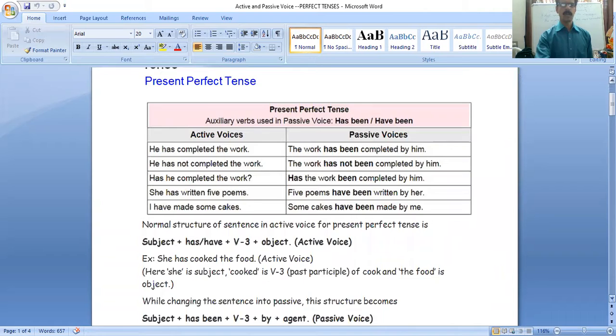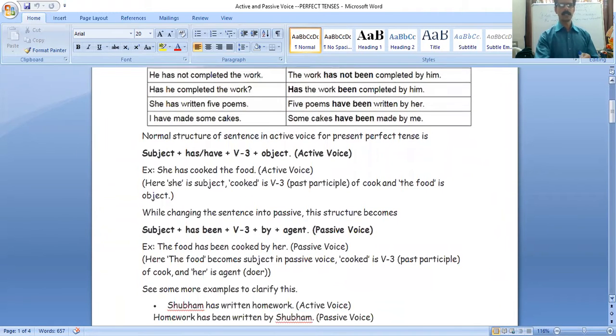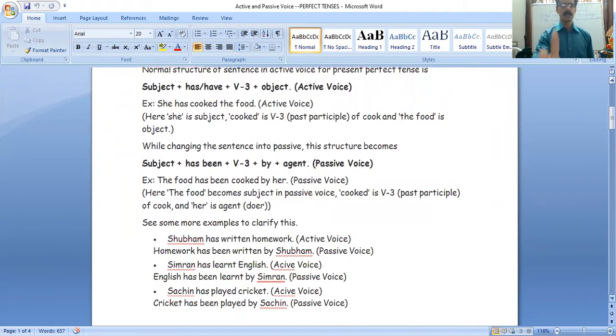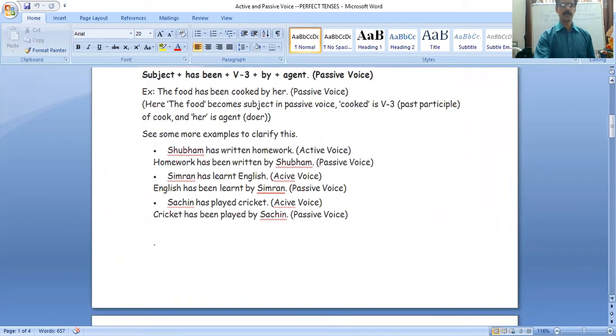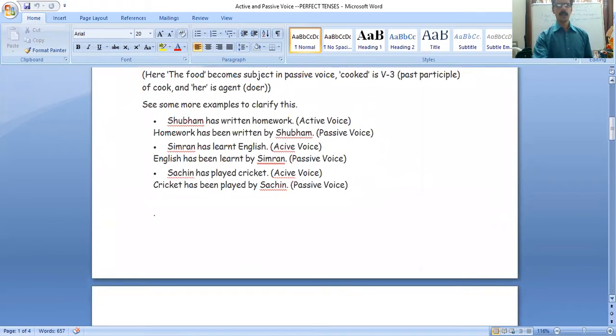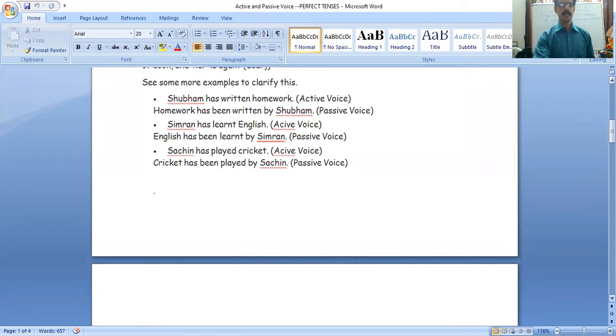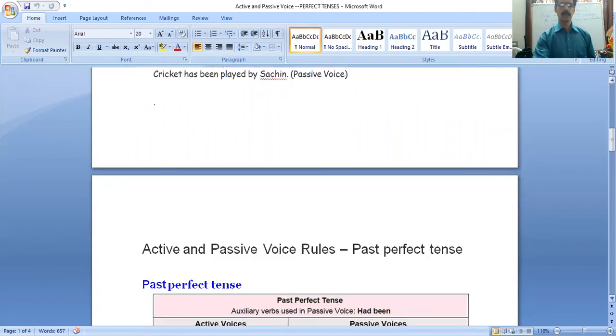So in this way, whatever I have given, the subject and the structures are clearly mentioned, with examples, everything given. Subham has written homework, active voice. Homework has been written by Subham. The negative is given and how to frame questions is also given.